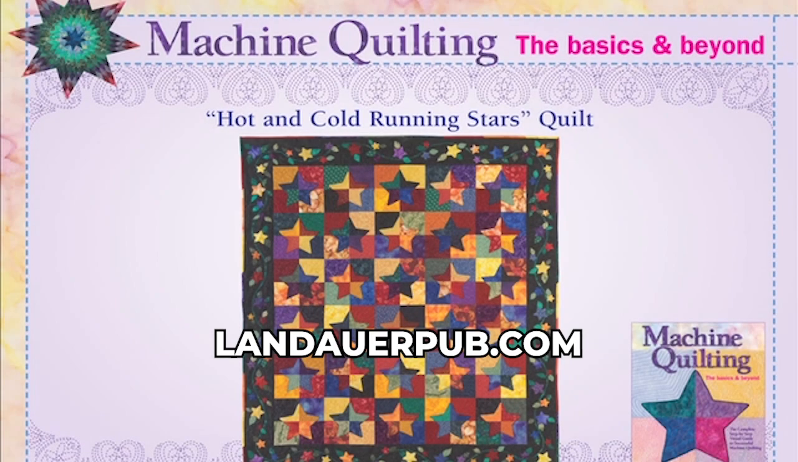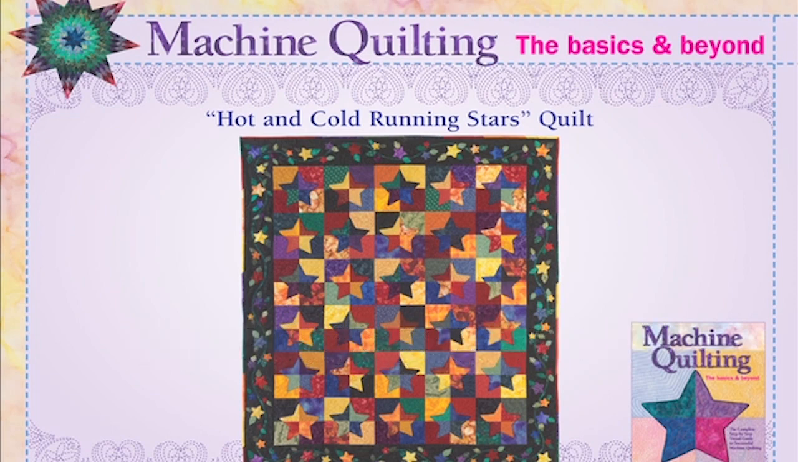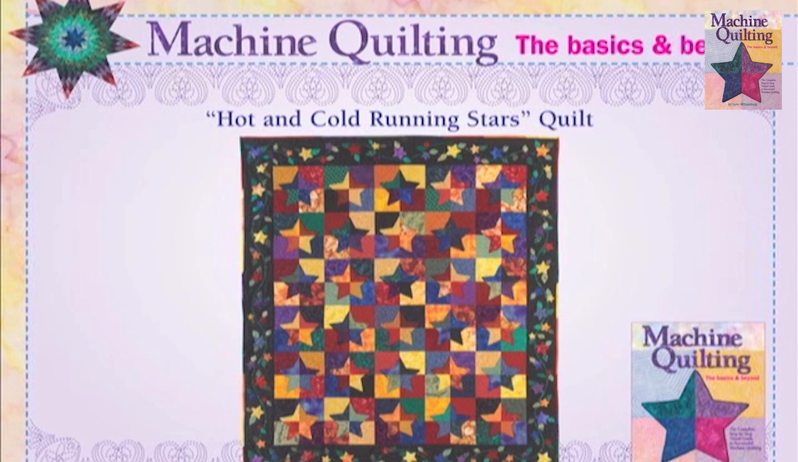Okay, now that you know how to quilt the quilts, let's look at how I've quilted some of my quilts so that you can get some ideas of what I go through in the selection process of how to quilt them. And I can just give you some of the ideas that I have used. This first one is Hot and Cold Running Stars.